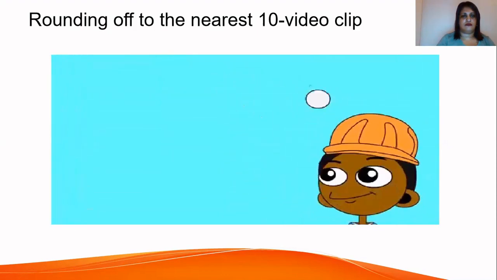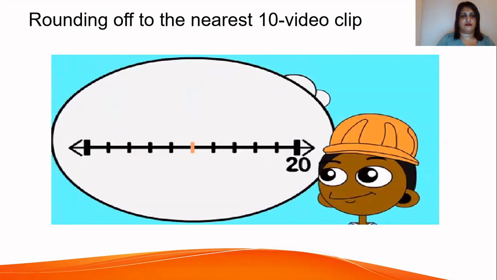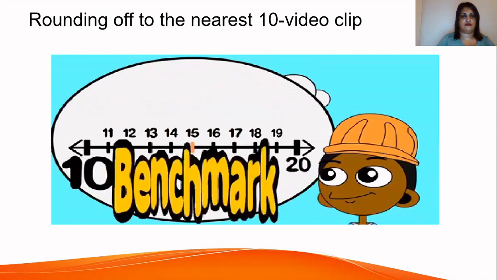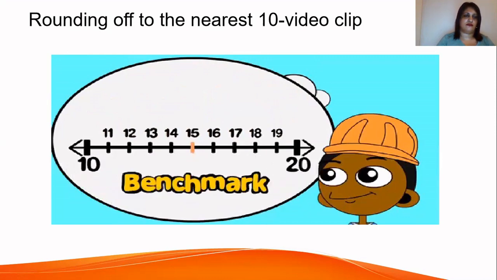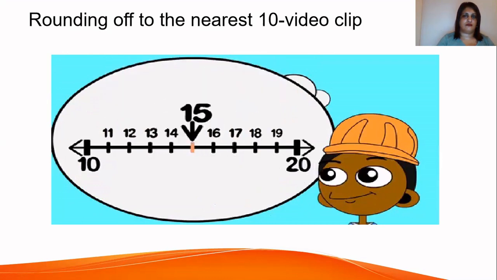Here are some useful things to know. You can show any number on a number line. Numbers to the right have a greater value than numbers to the left. Every number that ends in the digits 1 through 9 sits between two tens. The nearest 10 on either side of your number is a useful benchmark. And the midpoint is the number that is halfway between the two benchmarks. If the number you want to round is less than the midpoint, round down. If the number you are rounding is at the midpoint or greater than the midpoint, round up.